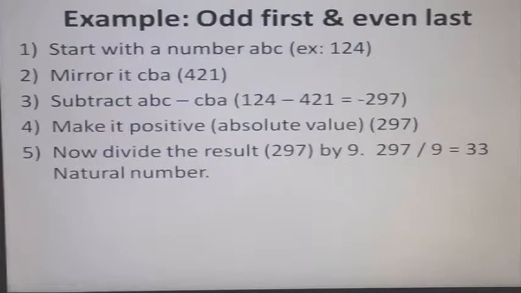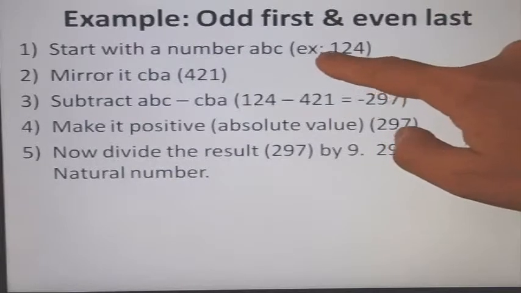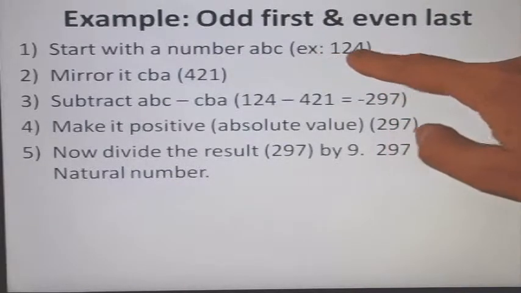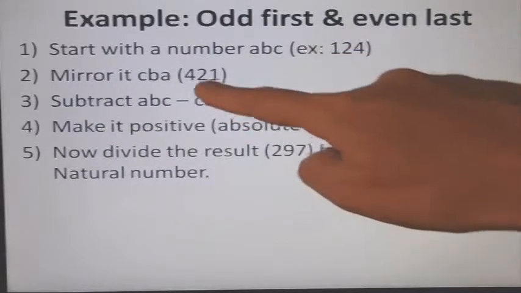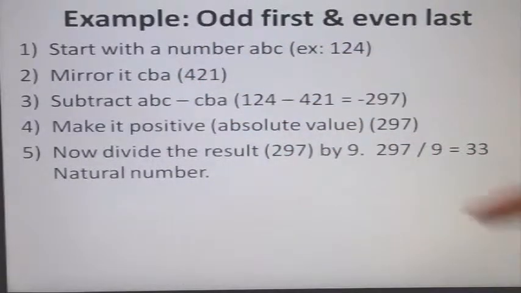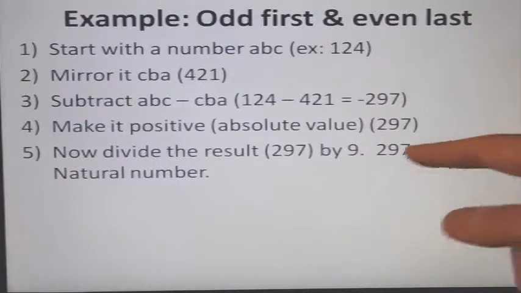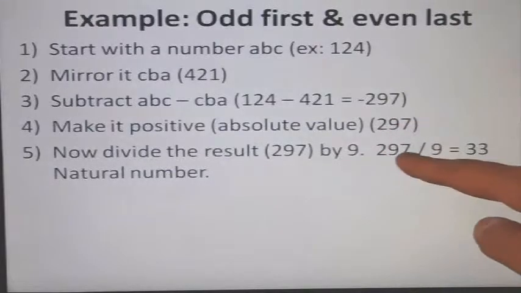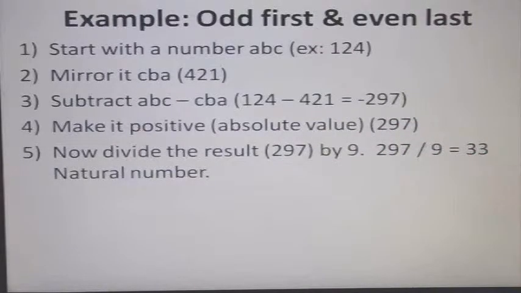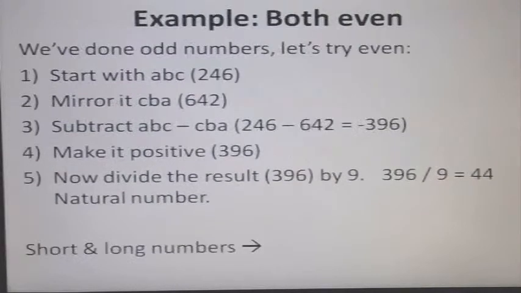Okay, so let's look at an example where the first digit is odd and the last digit is even, just for fun. So there's our number, we reverse it, we get 421. 124 minus 421 equals minus 297. Let's get rid of the minus sign, make it the absolute value, 297. Divide 297 by 9, we get 33, a natural number. So first number odd, last number even, that works.